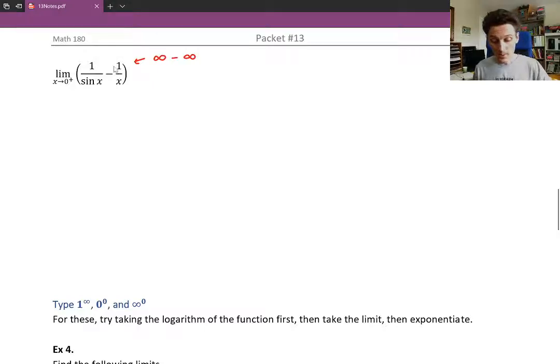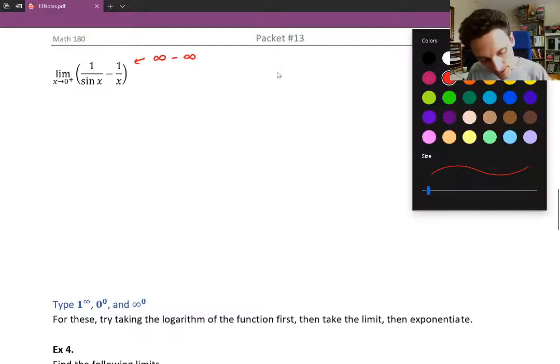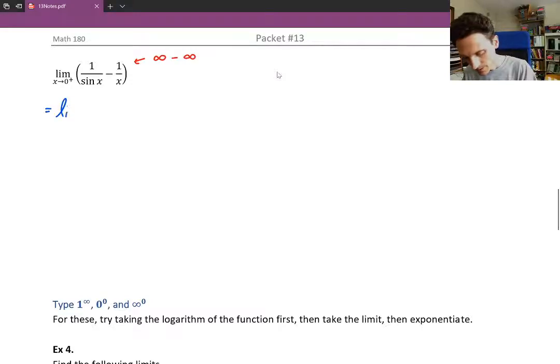Well, one thing that can help us out with this limit is to put it into a single fraction. So combine these two fractions together into a single fraction, and then maybe we can use some kind of L'Hopital's rule to help us out, like a 0 over 0. If we get that for the fraction, we can use L'Hopital. So let's combine these two into a single fraction, just using algebra. Get our LCD, least common denominator, and we're going to end up with x minus sine x over x sine x.